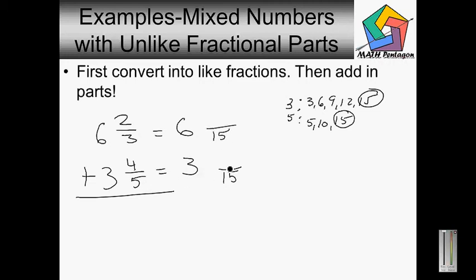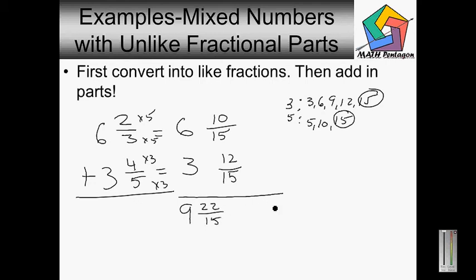5 goes into 15 3 times. 4 times 3 is 12. 3 goes into 15 5 times. 2 times 5 is 10. Okay, now let's add. 6 plus 3 is 9. And 10 plus 12 is 22 over 15.